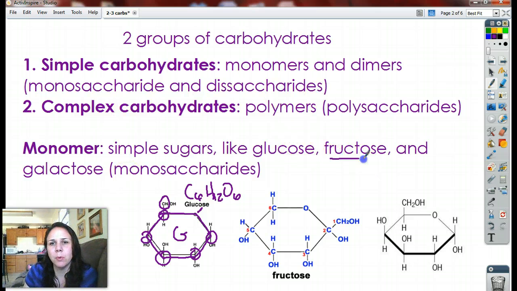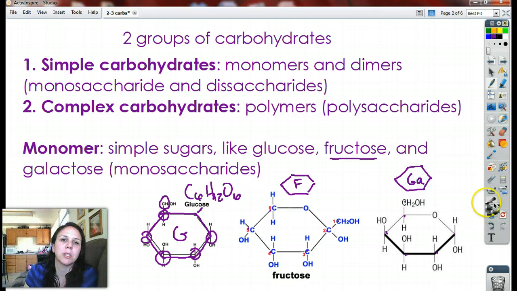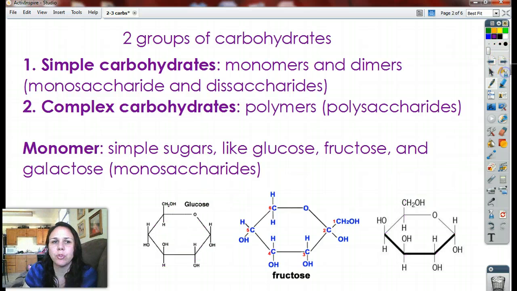Fructose was another simple one right here. It is also a 6 carbon sugar, 1, 2, 3, 4, 5, 6. It is also a ring, so we can also draw it like this, but we would just put an F in the middle. And then this one, again, there's 1, 2, 3, 4, 5, 6 carbons. So it also is a six-sided structure, and we would just put a GA in the middle to represent it as galactose. So usually whenever we're drawing the monomer or the monosaccharide of a carbohydrate, it's typically drawn as a six-sided figure. Okay, so those are the monomers, the monosaccharides of carbohydrates, and they are called simple.